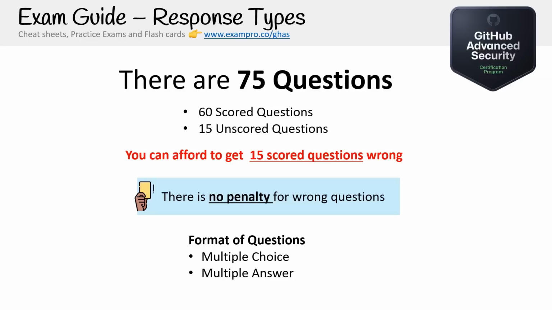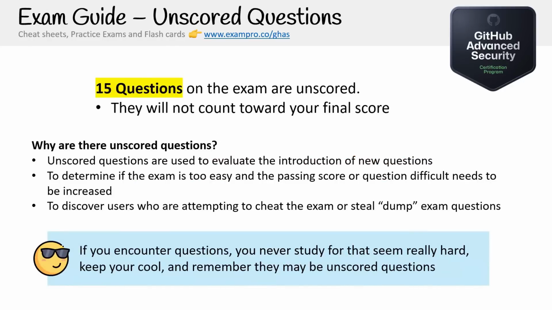There is no penalty for wrong answers, so you might as well give answers to all the multiple choice and multiple answer questions that are available. 15 questions of the exam are unscored, so they would not count towards your final score. Unscored just means that they would not be used to mark you, but they would be used for introducing new questions in the future. This also helps in determining if the exam is too easy and the passing score or the question difficulty needs to be increased, and also to discover users who are attempting to cheat the exam or just steal dumps of questions.